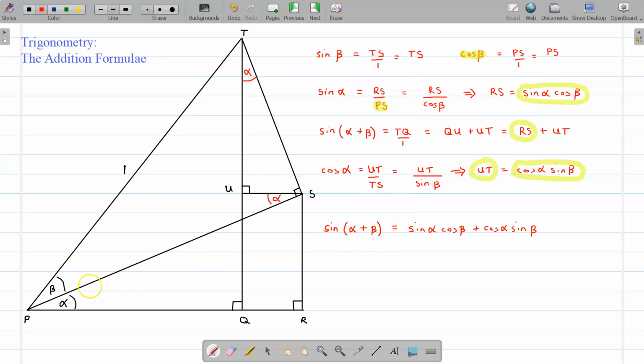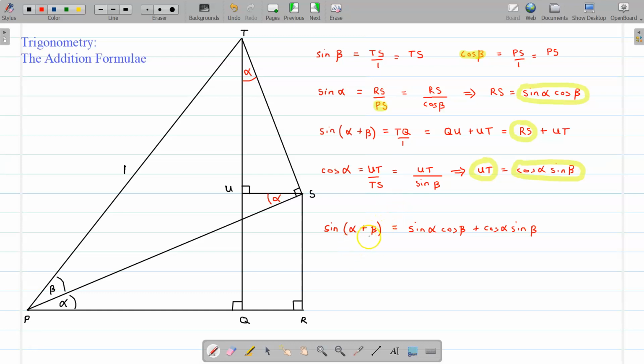For example, if this was alpha and alpha here, in other words, this angle was split in half, it gives way to the double angle formula. So the sine of 2 alpha would be sine alpha cos alpha plus cos alpha sine alpha. In other words, it would be 2 sine alpha cos alpha. Now, this is the result for sine alpha plus beta. You can use the same diagram to prove sine alpha minus beta, cos alpha plus beta, and cos alpha minus beta. And from that, you can derive an expression for tan alpha plus beta.